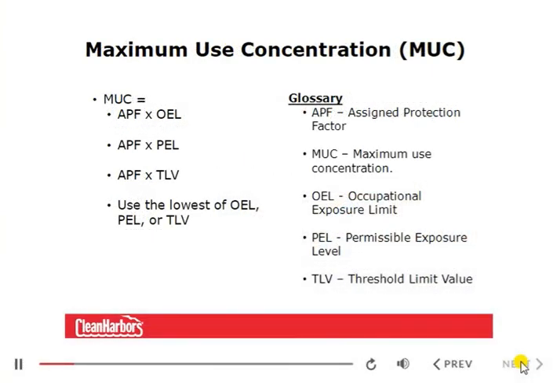Another value important to the classification of a respirator is the maximum use concentration, or MUC. The MUC is established by multiplying the assigned protection factor by the lowest of the PEL, TLV, or OEL. This value, which again is the MUC, identifies the largest concentration at which a respirator may be used.